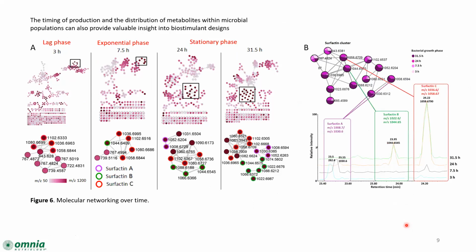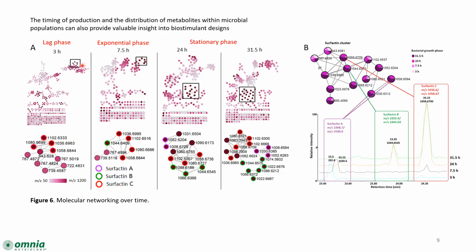The timing of production and the distribution of metabolites within a microbial population can also provide valuable insight into biostimulant design. To monitor the temporal changes of metabolites inside of the bacterial isolate as well as the consortium, we then use feature-based molecular networking. As you can see in this figure, at each time point, the network topology is different, and this suggests that the metabolism of this bacteria is different at each growth stage.